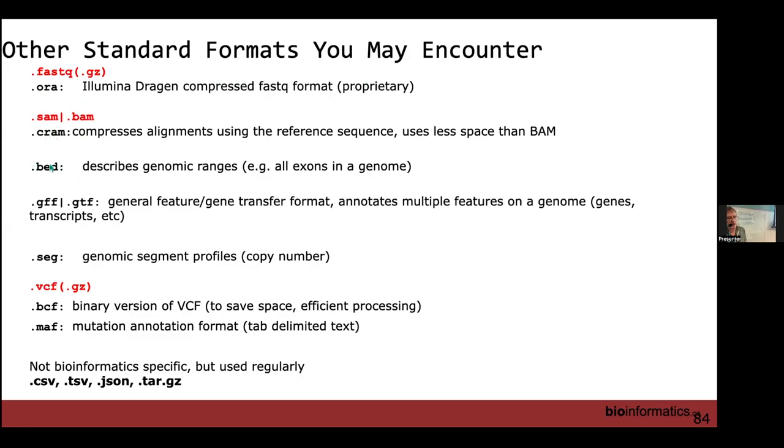We work with BED files, which describe genomic ranges, and descriptions of gene features that are associated with the genome, either in a GFF or GTF format. As you work with data, you'll see these things. Segmentation data is involved with copy numbers. We mentioned VCF files. There are other ways to store variants, including MAF, which is something that's used by our clinical reporting, and lots of other formats we commonly use. These aren't necessarily bioinformatics formats, but things that are generally used in coding and computer science and storing information.